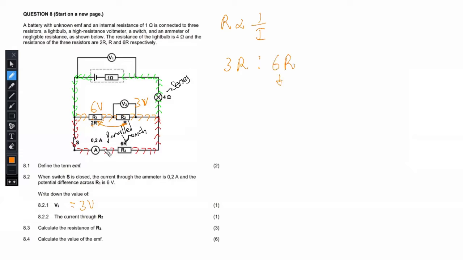Now we are given that the current in here is 0.2. Now, what would be the current in here? Based on this relationship, this means that the bigger the resistance, the lower the current. So if this has a resistance of 6R, and it has 0.2 amperes of current, then this is half the resistance, meaning it must have twice the current. So if this is 0.2 amperes, this should be 0.4 amperes.